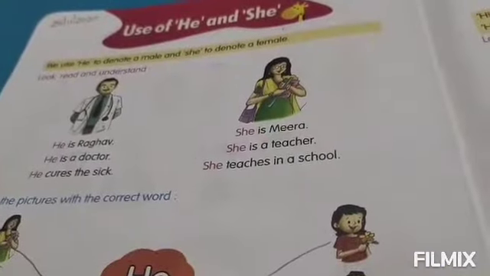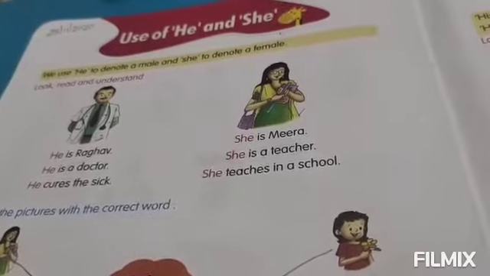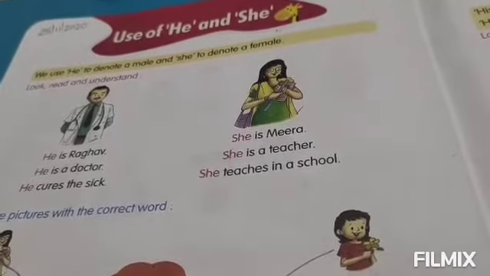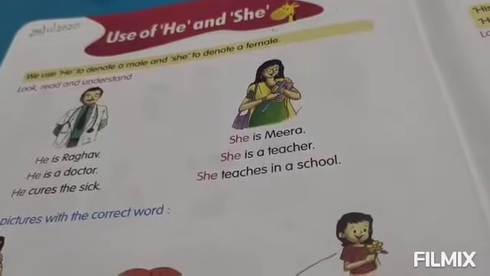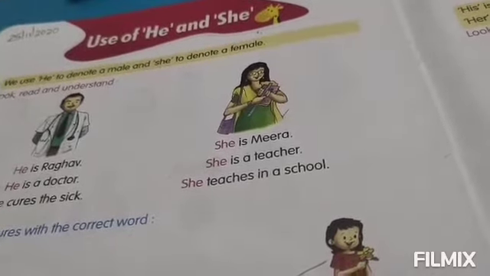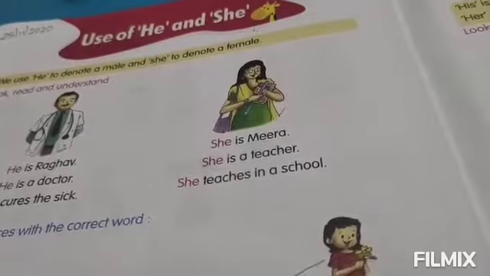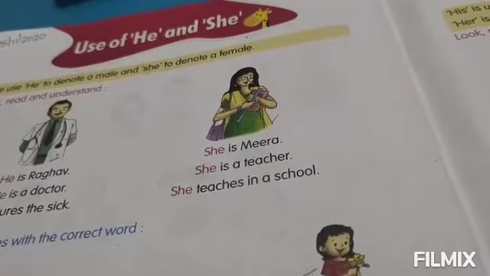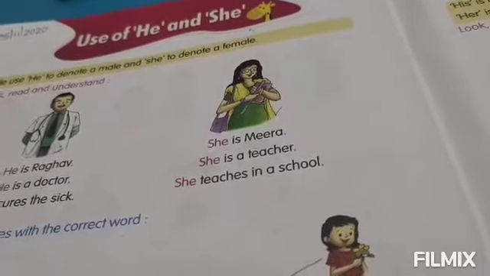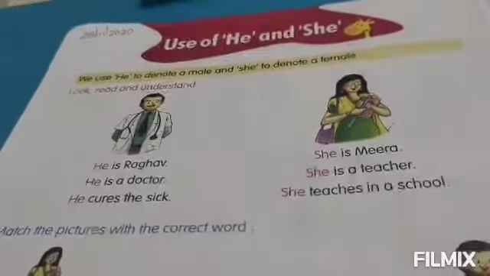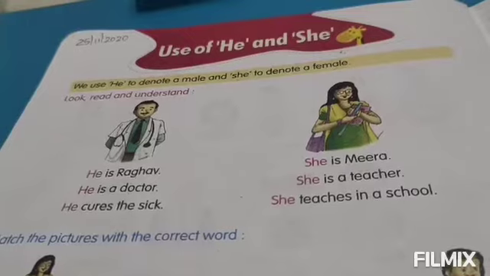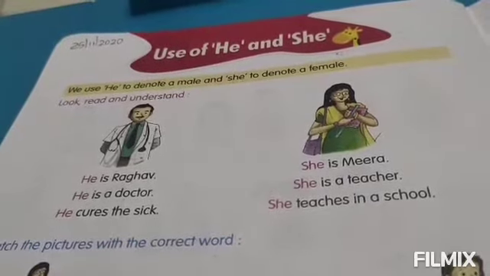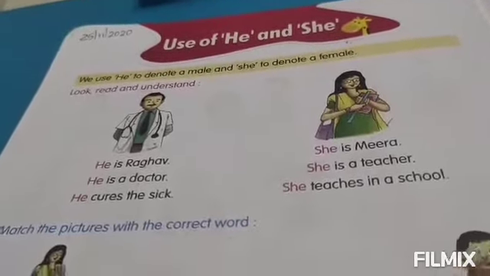Once again I repeat, he is used for male words in a singular sense. His is used with male words to show possession. And she is used for female words in a singular sense. And her is used with female words to show possession. And when we talk about animals, places or objects, we will use it.